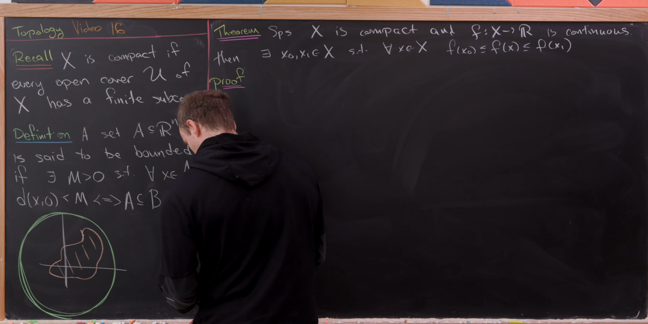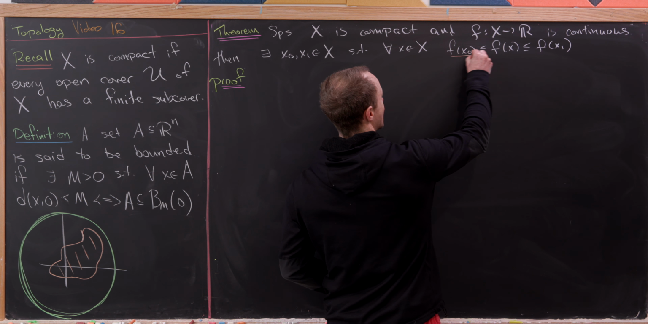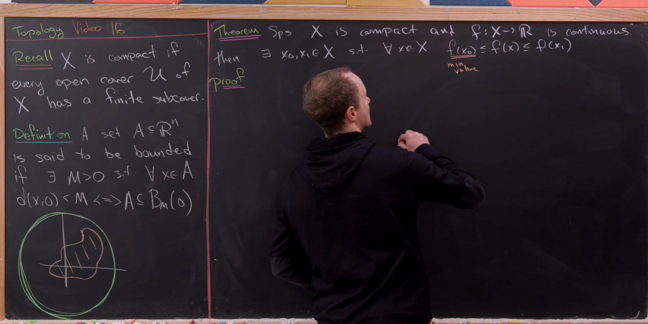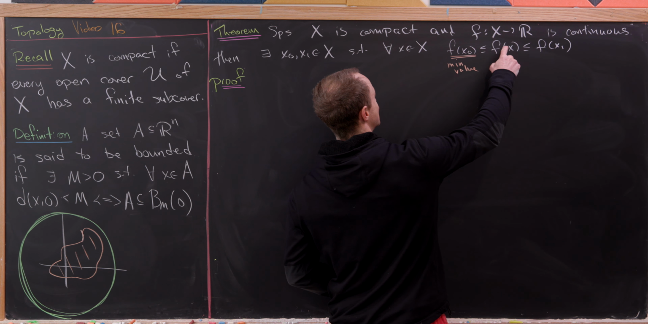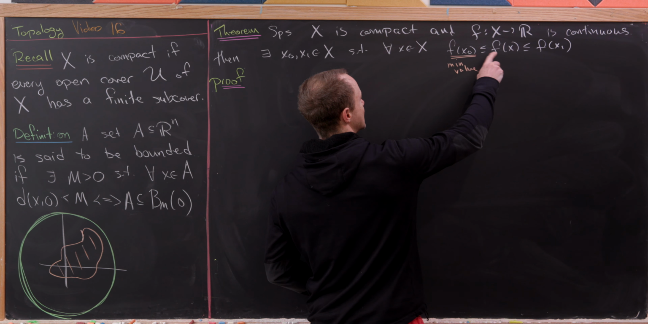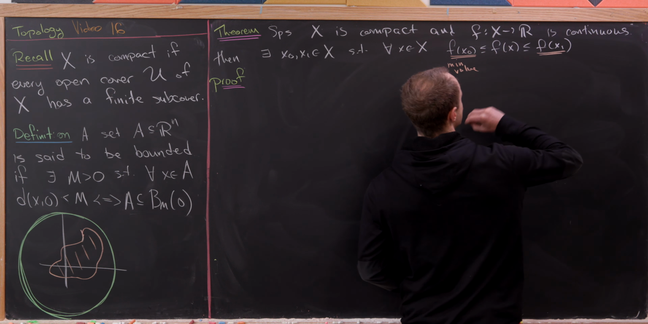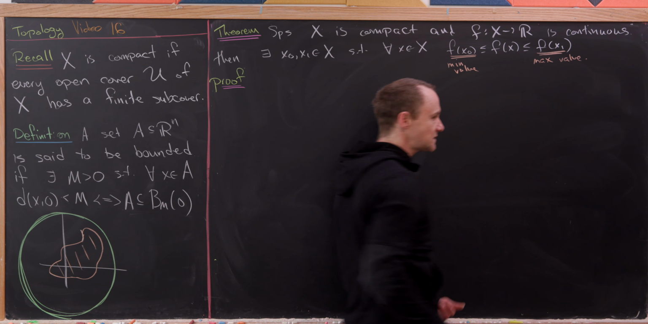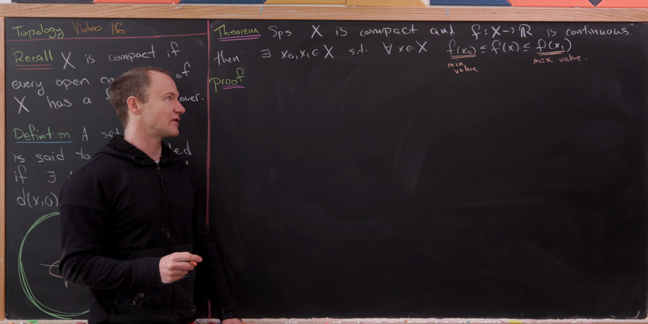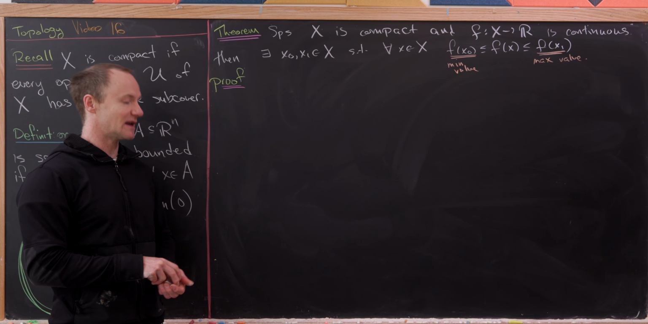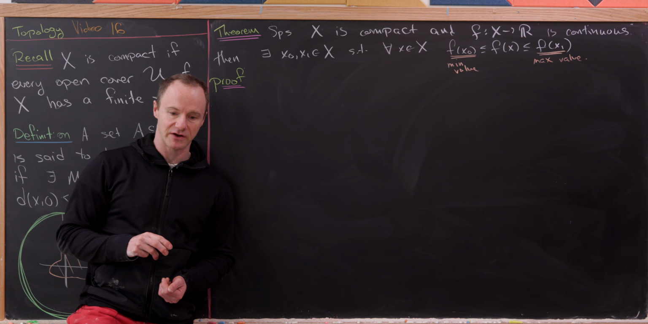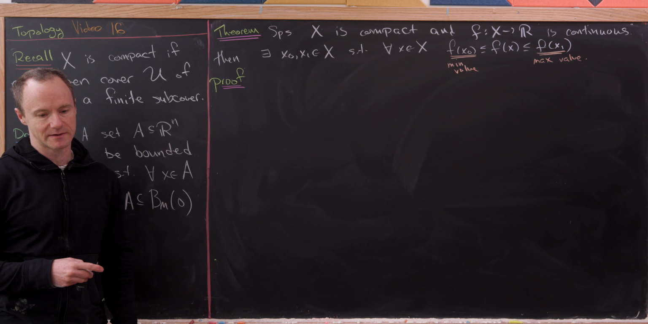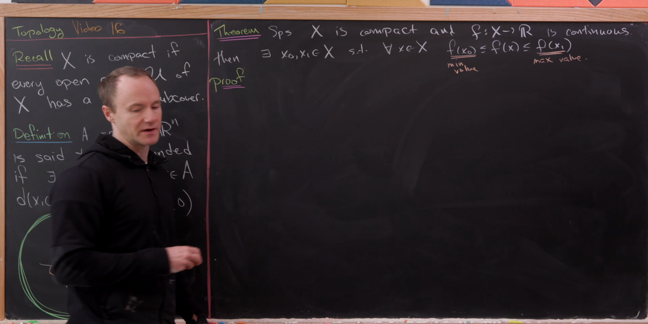So let's observe that this f of x0 is in fact the minimum value of our function because everything is bigger than it, or maybe equal to it. And then this f of x1 is our maximum value. So this is the extreme value theorem. Our function attains its minimum value and its maximum value as long as we've got a continuous function and a compact domain. Okay, so let's get to the proof here.